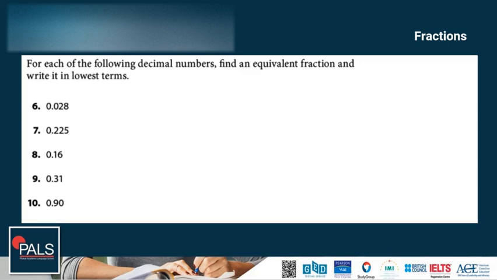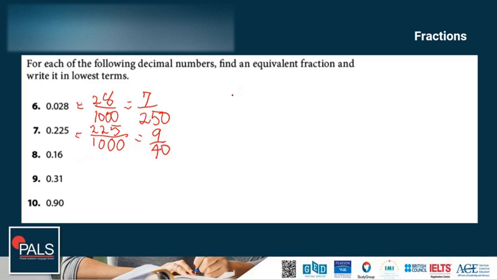number 6, 0.028 is equals to 28 over 1000 is equals to 7 over 250. 0.225 is equals to 225 over 1000 is equals to 9 over 40 in lowest terms.